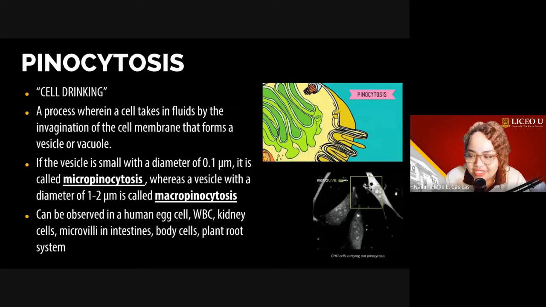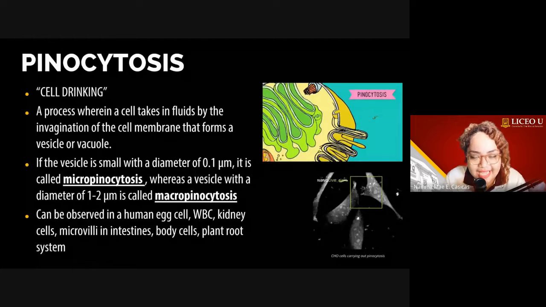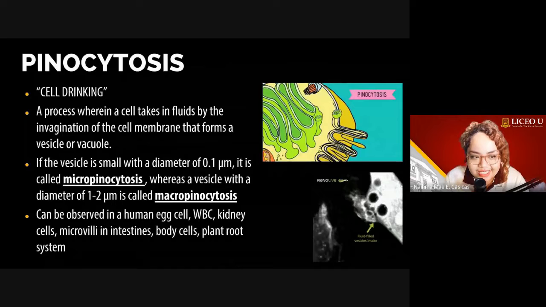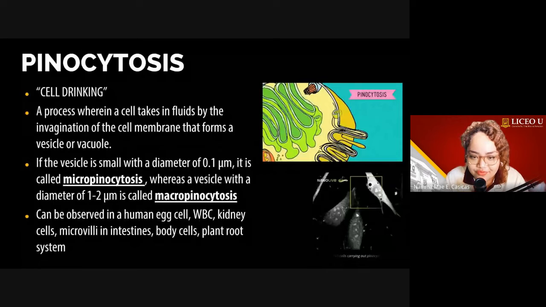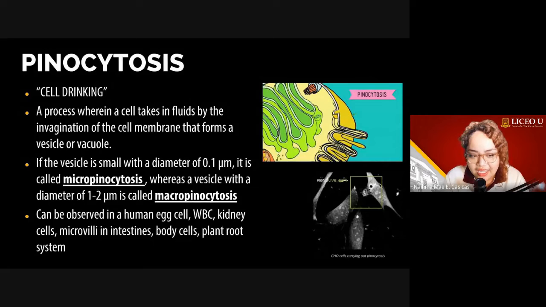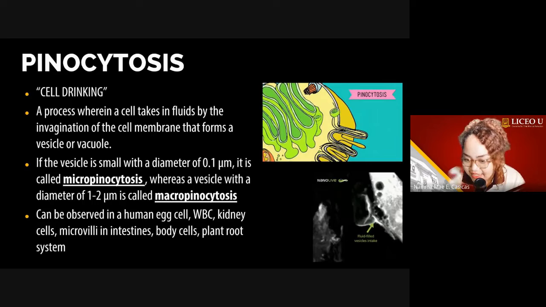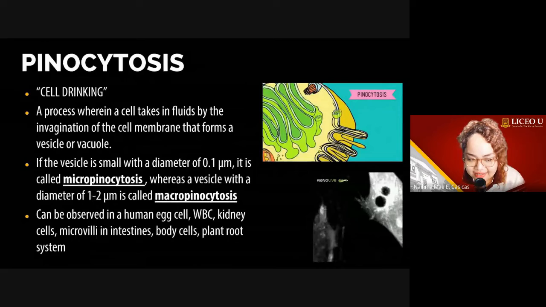Then you have your pinocytosis. Basically, this literally means cell drinking. Pino as in drink. Okay. This is a process wherein a cell takes in fluids by the invagination of the cell membrane that forms a vesicle or a vacuole. If the vesicle is small with a diameter of 0.1 micrometers, it is called micropinocytosis. If it is 1 to 2 micrometers, then it will be called macropinocytosis. This can be observed in a human egg cell, a white blood cell, kidney cells, microvilli in intestines, body cells, and plant root system. That's pinocytosis or cell drinking.